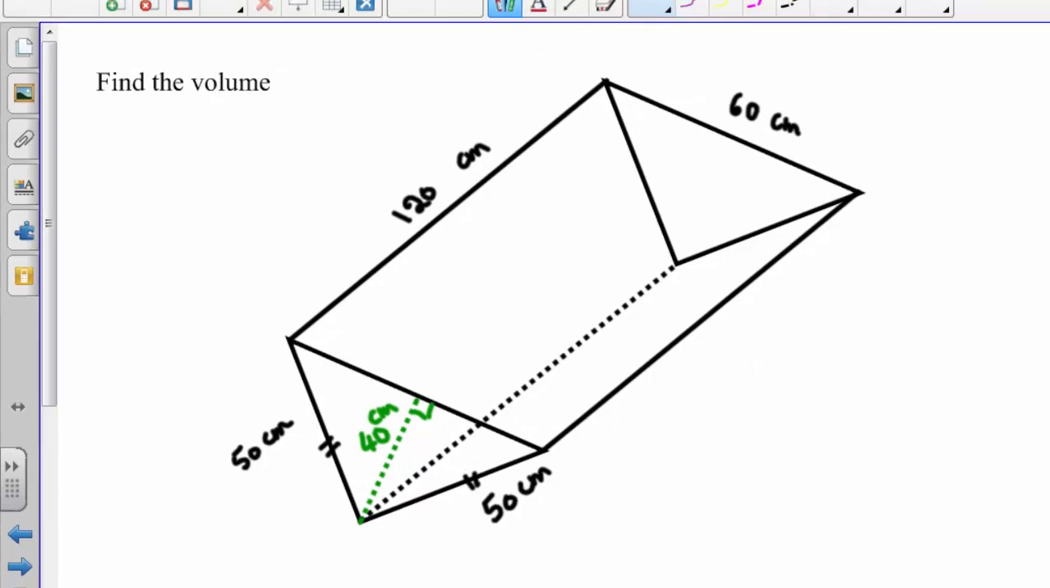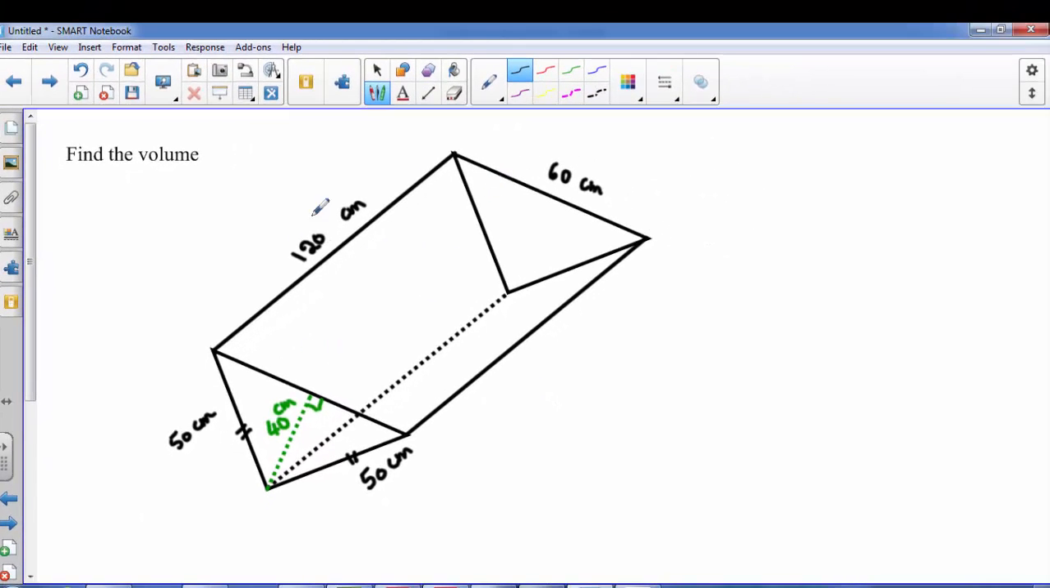So before I do that, I have to check what this prism is. I can check that I have two congruent bases. They are parallel and they are congruent. That's why the name of this prism is triangular prism. That means this is a base.